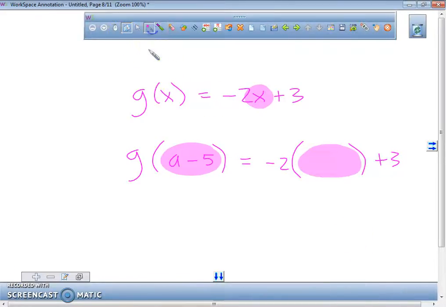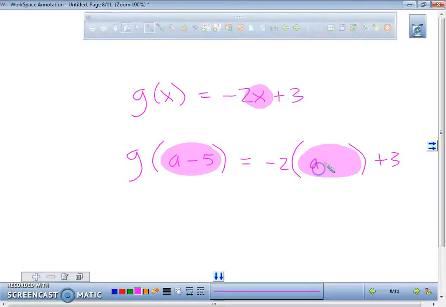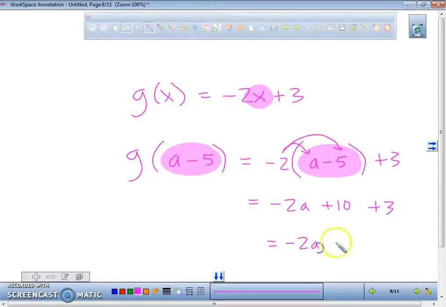Right here, I'm going to put a minus 5. Then, if I wanted to evaluate this, I'm going to distribute it to both numbers. And what do we get when we distribute it to both numbers? We get negative 2a, and plus 10, and then we have to add a 3. Now, where did I get the plus 10? Because a negative 2 times a negative 5 is a positive 10, because a negative times a negative is a positive. And this equals negative 2a plus 13, because 10 and 3 are like terms, and that would be your final answer.